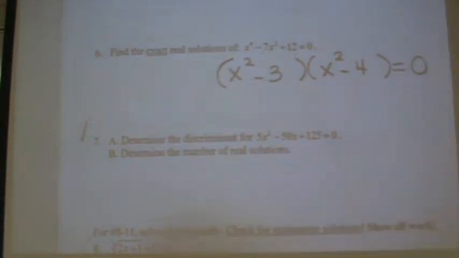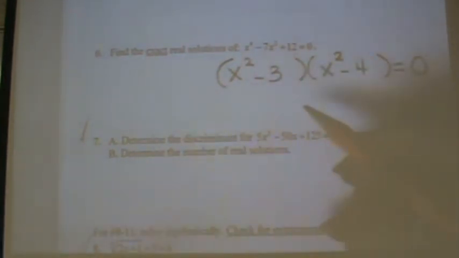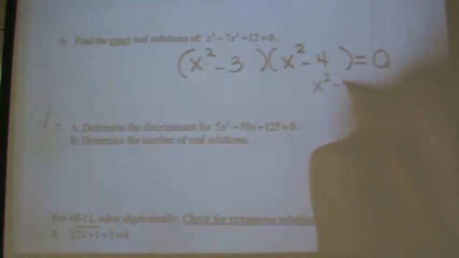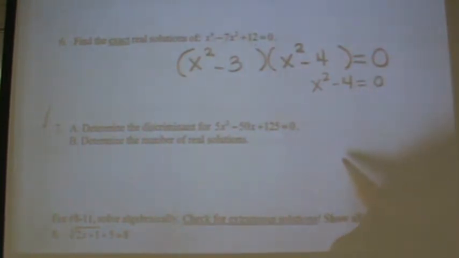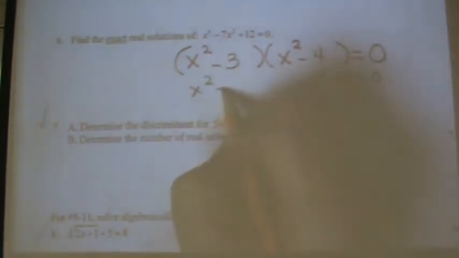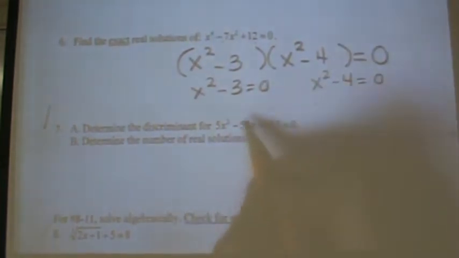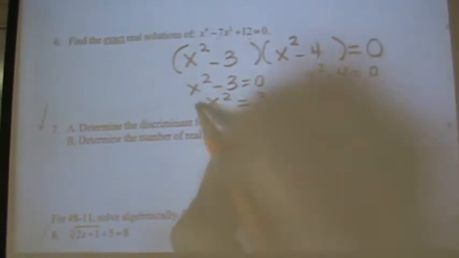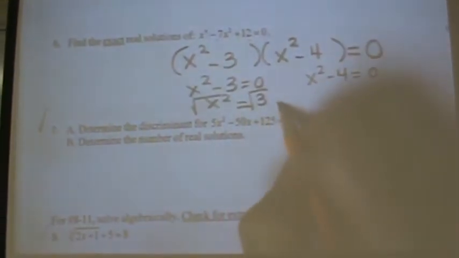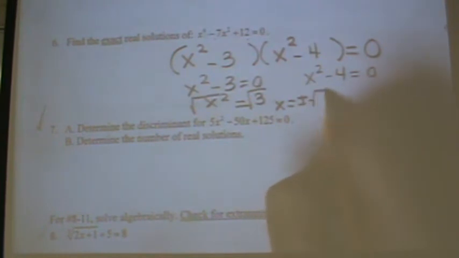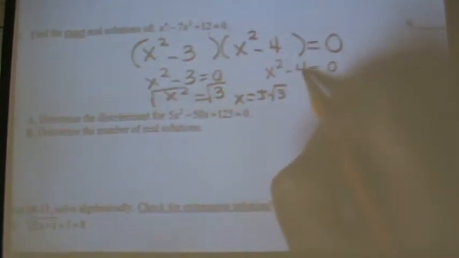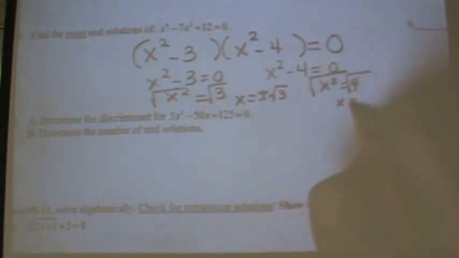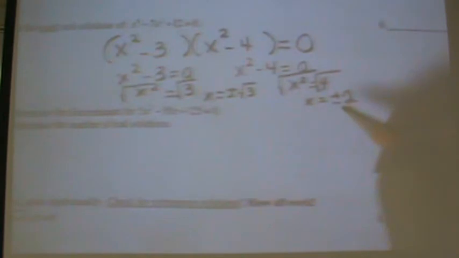Now what do we do? Set each of these equal to 0. So x squared minus 4 equals 0. And x squared minus 3 equals 0. Add 3, and take the square root of both sides. So x is equal to plus or minus the square root of 3. In this one, add 4. And x is equal to what? Plus or minus root 2.